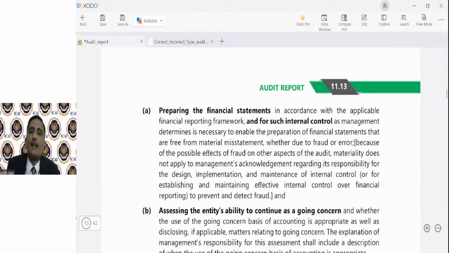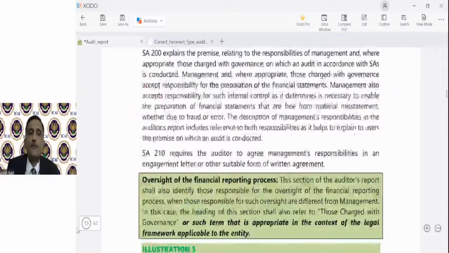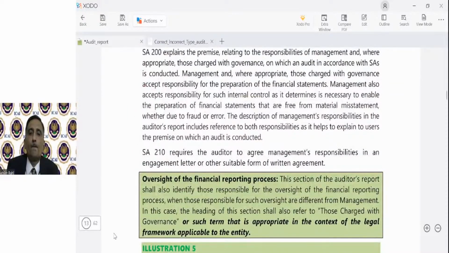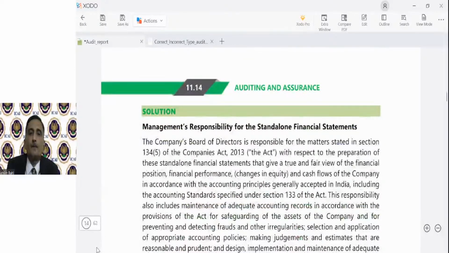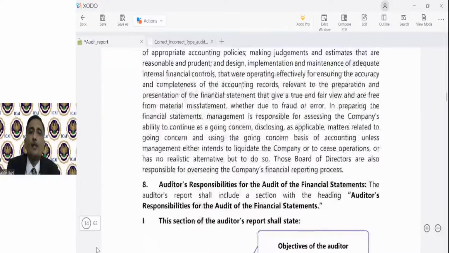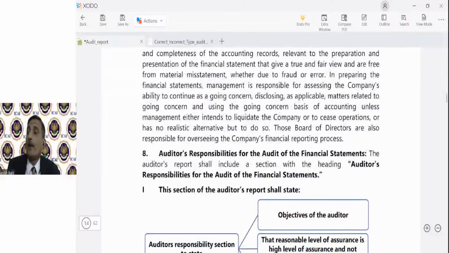So these are the two paras he would include regarding responsibilities of management. Number 1 relating to preparing financial statements and internal control, and assessing the entity's ability to continue as a going concern. Okay. So here again one para is given. This is the one and the same thing. And now we come to point number 8. What was point number 8?